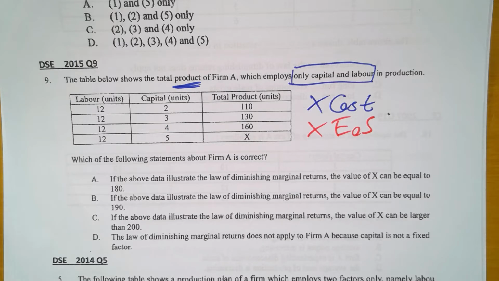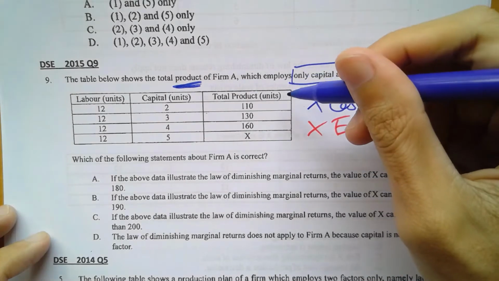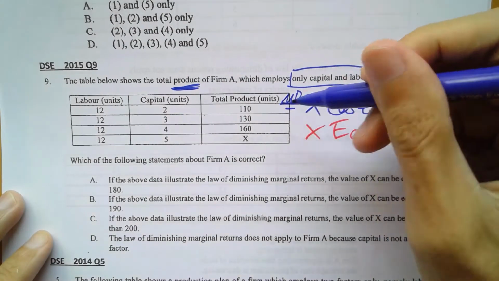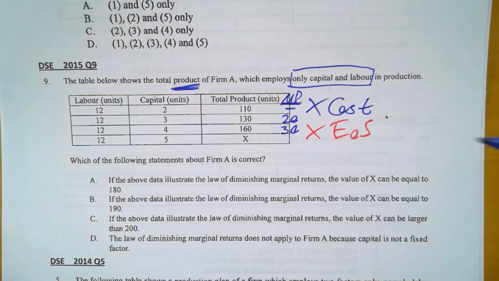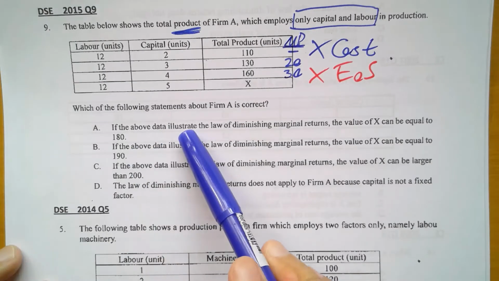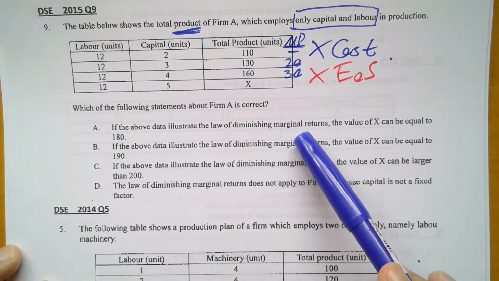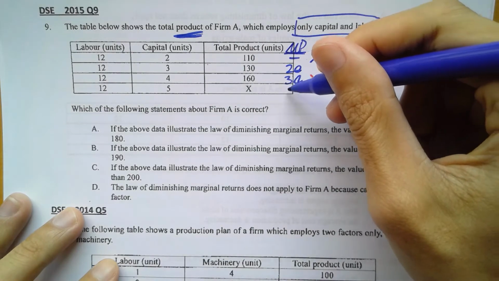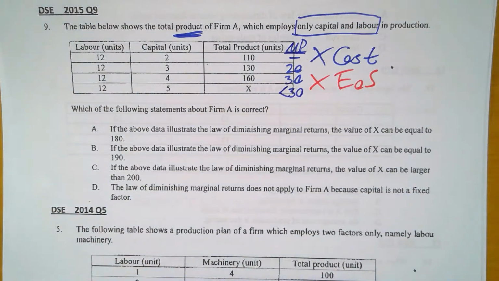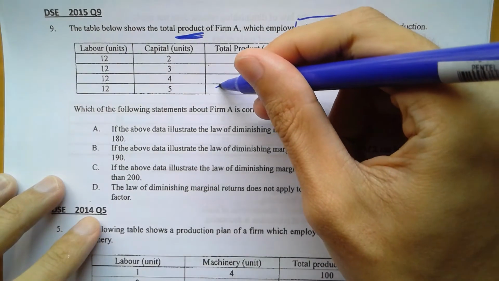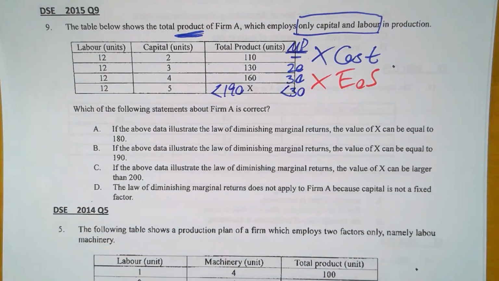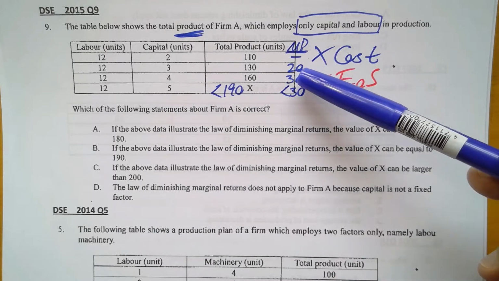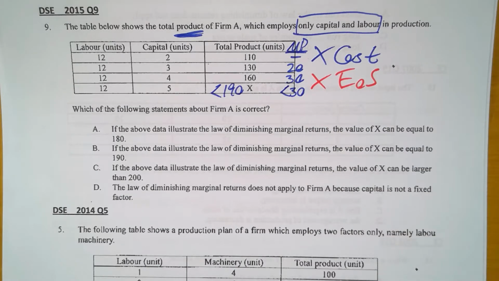Now let's look at it. Given the total product, let's work out the marginal product. Remember, when we talk about product, we need to look at marginal. This one we don't know, this one 20, this one 30. Now if the above illustrates the law of diminishing marginal return, for DMR to apply, this one right here must be lower than 30. So it must be lower than 190. It has to be smaller than 190 before we can apply DMR, because according to DMR, this has to be smaller than 30, or else DMR would not apply.